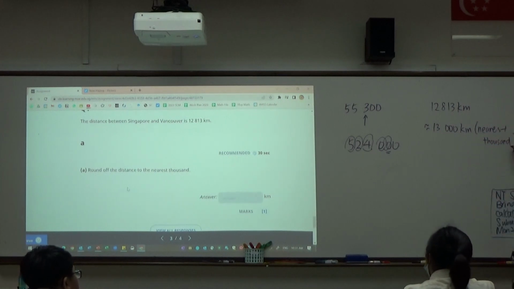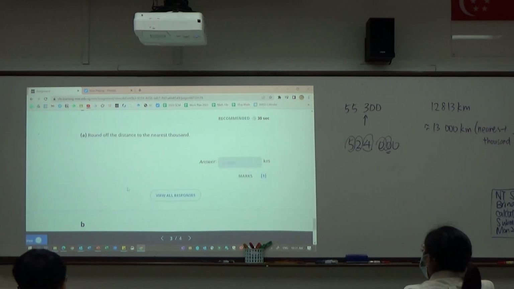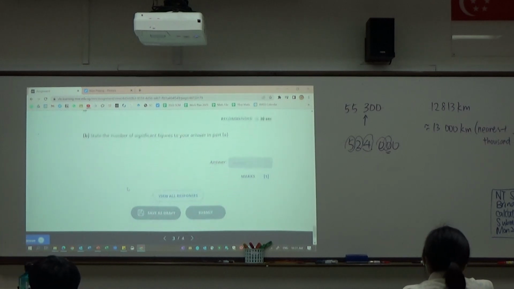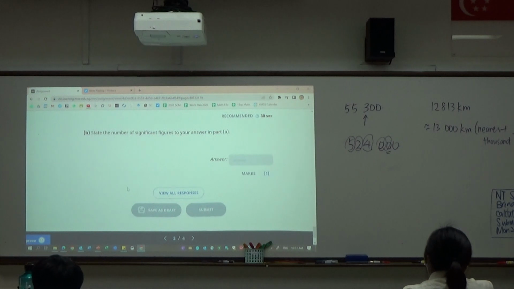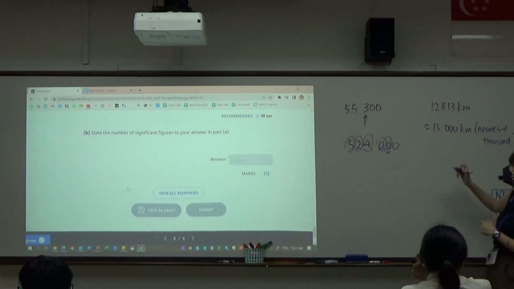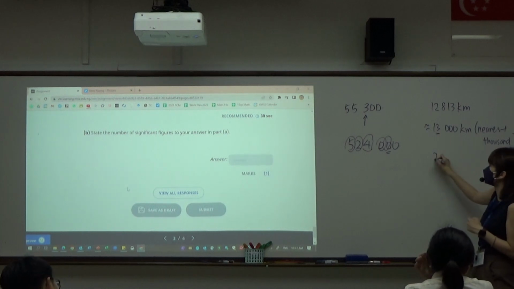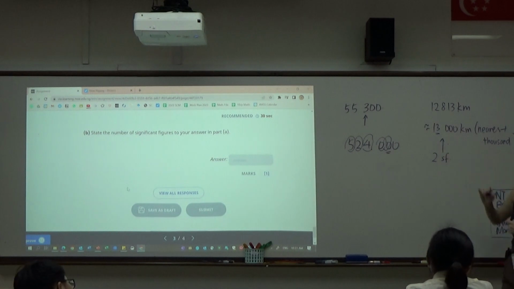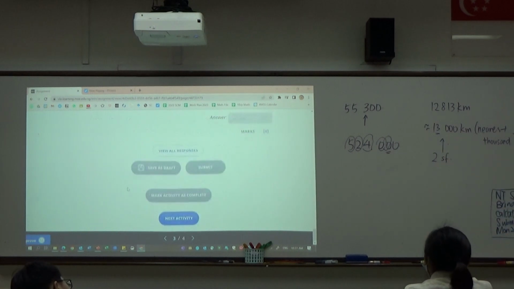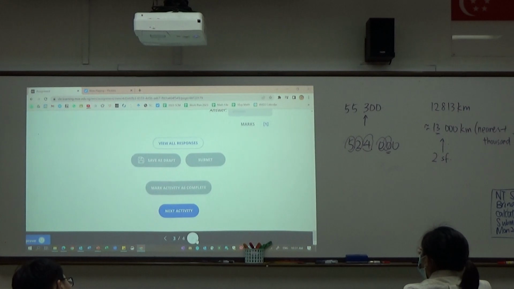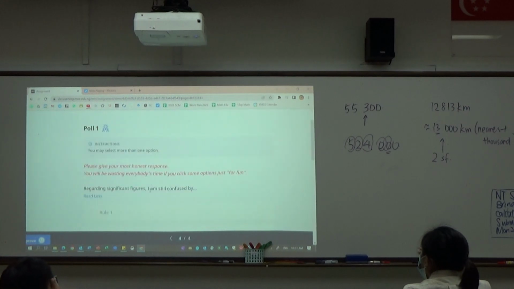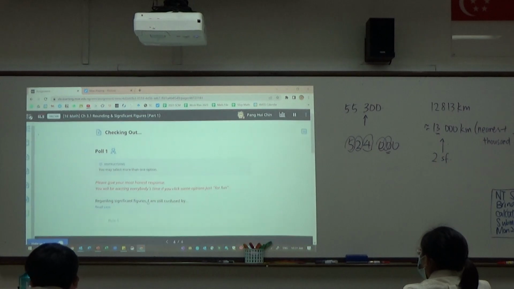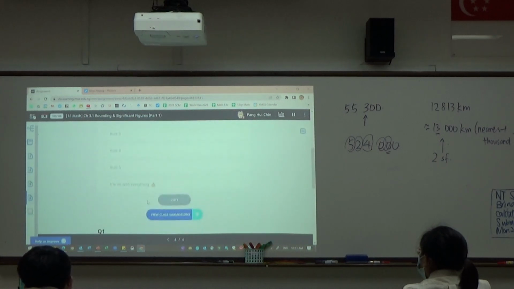Now looking at 13,000, we want to see how many significant figures there are to this question. Trina, can you tell me how many significant figures there are? Nearest 1000. 2. So the nearest 1000 was rounded up here, therefore there are 2 significant figures to this number. I hope that we are clear about this already, because that's the end of my SLS lesson. I hope I address all the concerns that you all have made.